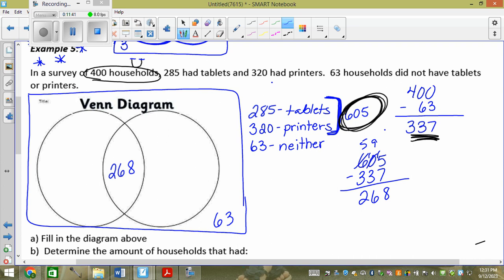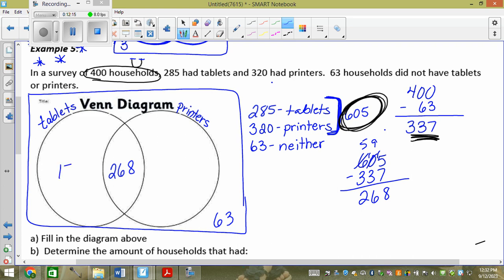All right. So, I'm trying to reverse, you know. Okay, so we have tablets, we have printers. How can I find how many people own tablets only? Now that I have the middle, just subtract them. So I'd go 285 minus 268. And how much is that?